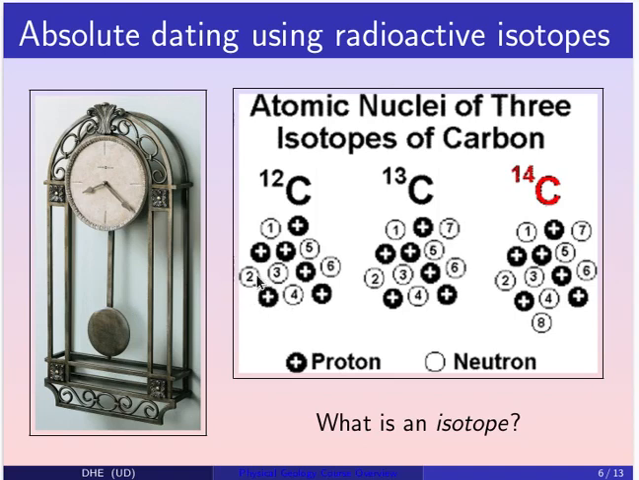So if there are 6 neutrons, 6 plus 6 makes 12. So we call that carbon 12. If we have 7 neutrons, 7 plus 6 makes 13. We have a heavier version of carbon, carbon 13. And then if we have 8 neutrons, 8 plus 6 makes carbon 14. These are all carbon because they all have 6 protons, but they have different numbers of neutrons, and the number of protons plus neutrons determines the isotope of the element.